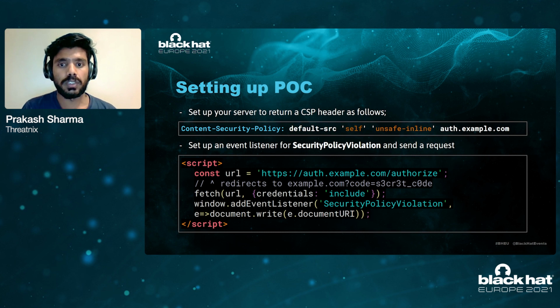Sending a request to an authorization endpoint issues a redirect to another domain with a code or token appended to the URL, which is typically the case, whereas this policy only allows loading of resources from the page itself and the domain specified, that is auth.example.com here. So as Sachin said earlier, an attempt to load resources from any of the domains violating the policy triggers the security policy violation event. And the document URI then would have the value of the actual document URI containing the code or token.